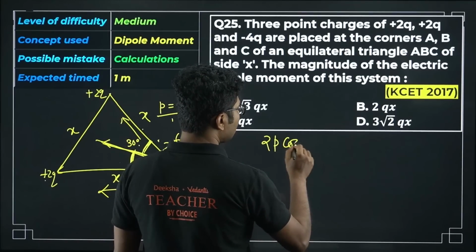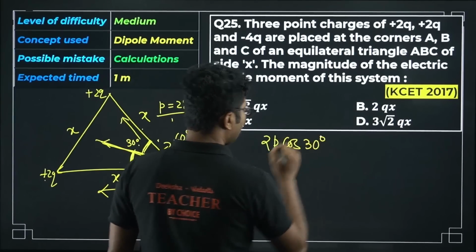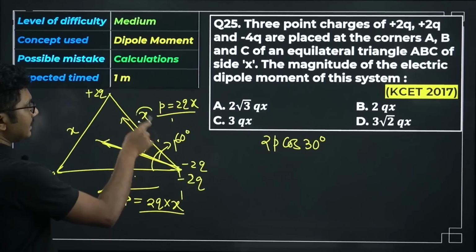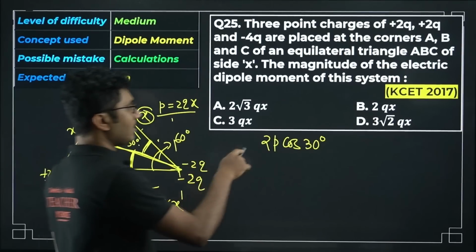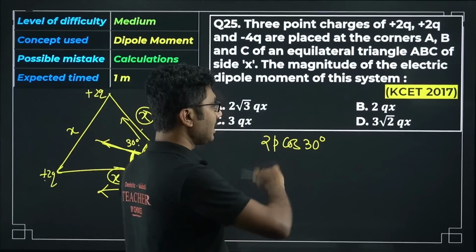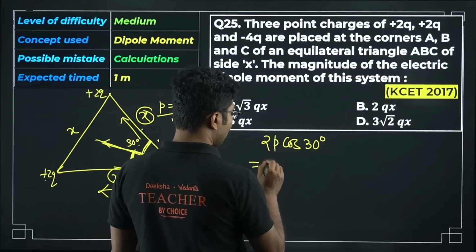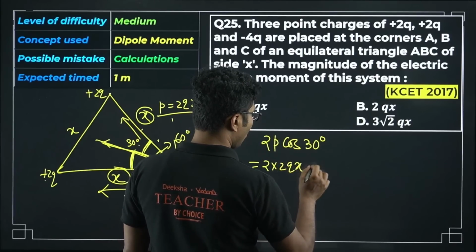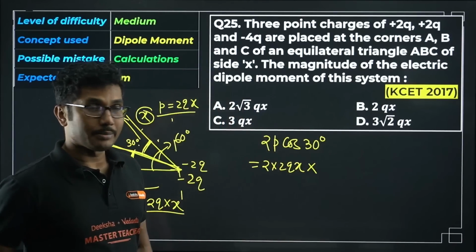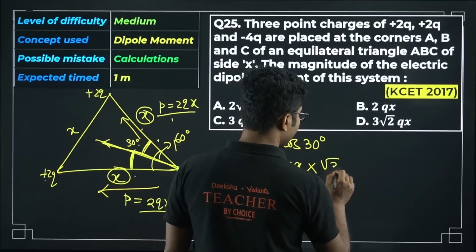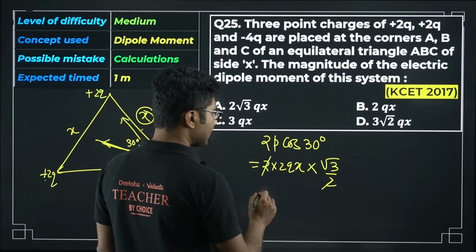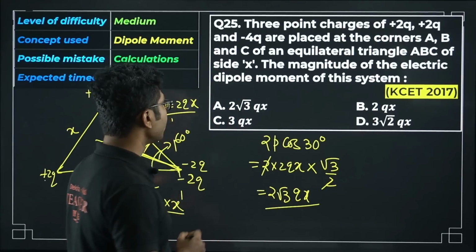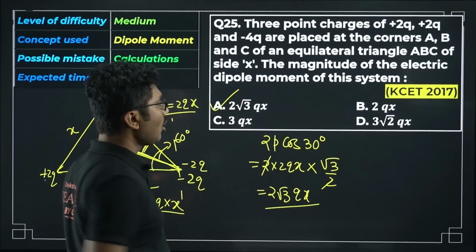So it will be 2p cos 30. Okay, 2 because one from this, one from this. So p cos theta plus p cos theta, 2p cos theta, right? So 2 into 2q x into cos 30. Cos 30 is root 3 by 2. So one of the 2's cancels, and you get 2 root 3 q into x. So the correct answer is option A.